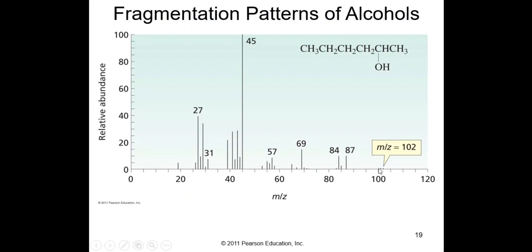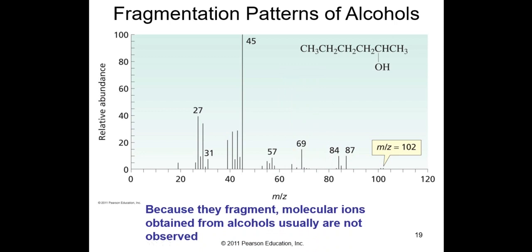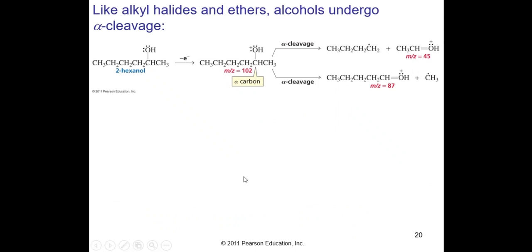Fragmentation patterns of alcohols. Barely see it with this 2-hexanol. You get a barely detectable 102. Alcohols usually will form molecular ions that lose water almost spontaneously. Molecular ions from alcohols usually are not observed. Like alkyl halides and ethers, alcohols undergo alpha cleavage. You're going to lose an unpaired electron to get your molecular ion at 102. And then, like the halides and ethers, alpha cleavage on one side or the other, 45 and 87.